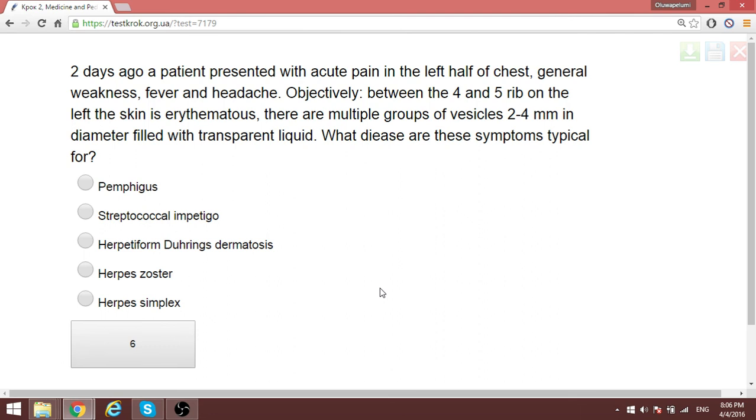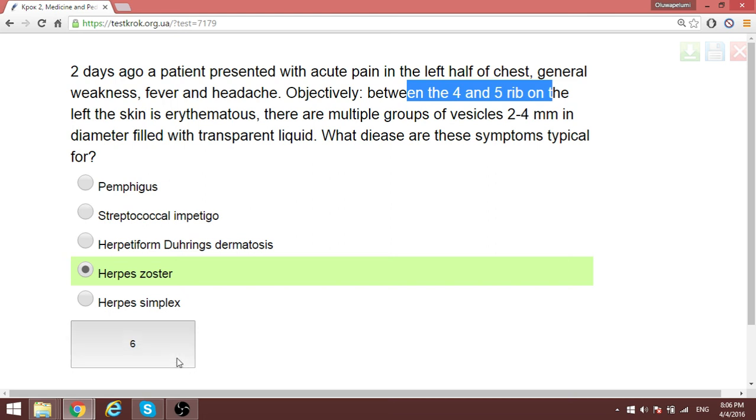2 days ago, the patient presented with acute pain in the left half of the chest. When you see acute pain in the left half of the chest, and you see vesicular rashes, a group of vesicles between the 4th and 5th rib, and they tell you such pain with rashes is following along the course of the rib, that means it's following along the course of a nerve fiber. That is herpes zoster, or shingles. You know, the virus stays reserved in the nerve ganglion. So herpes zoster.